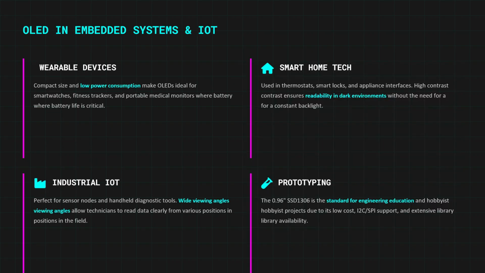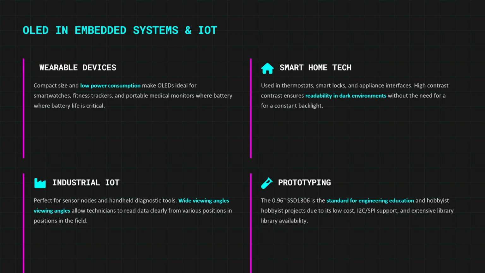OLED displays are widely used in embedded systems and IoT applications. In wearable devices such as smartwatches and fitness trackers, OLED displays provide compact, high-contrast visual interfaces while maintaining low power consumption. In smart home systems, OLED displays are used in thermostats, smart locks, and control panels to provide status information. Because of their high contrast and brightness, OLED displays remain readable even in low-light environments.